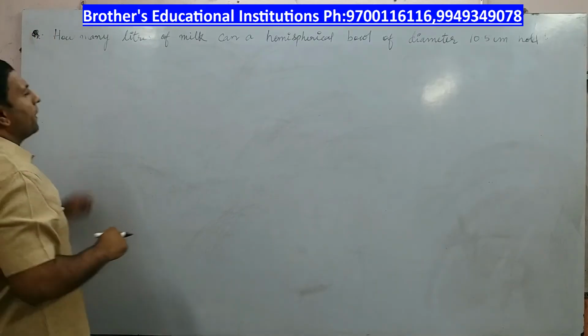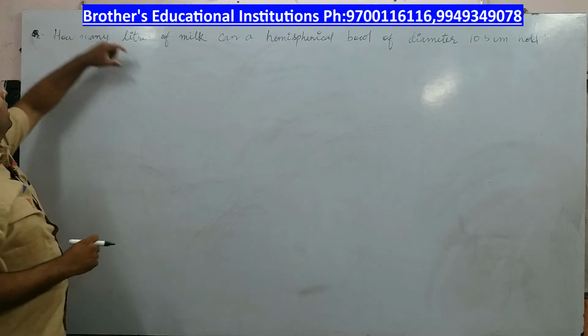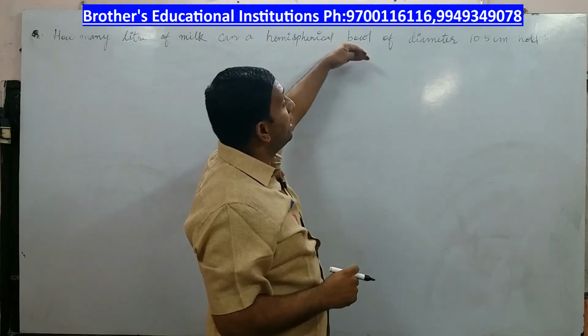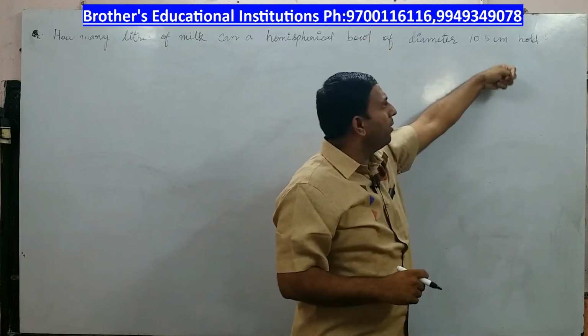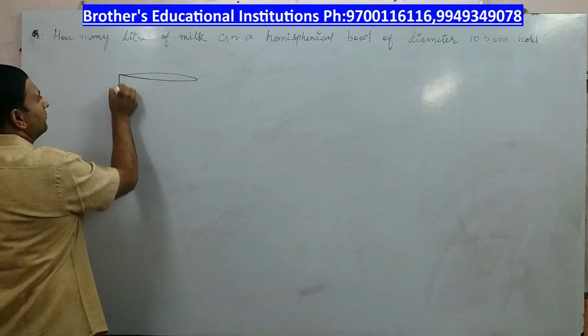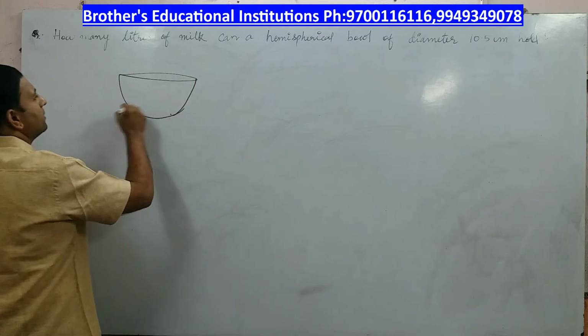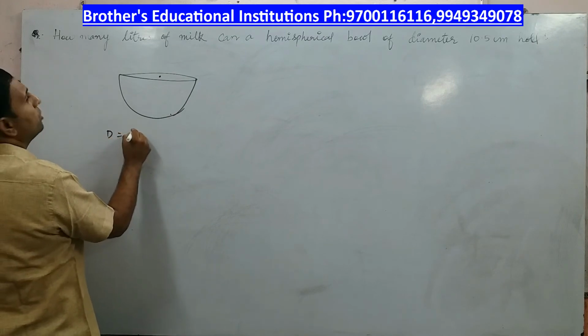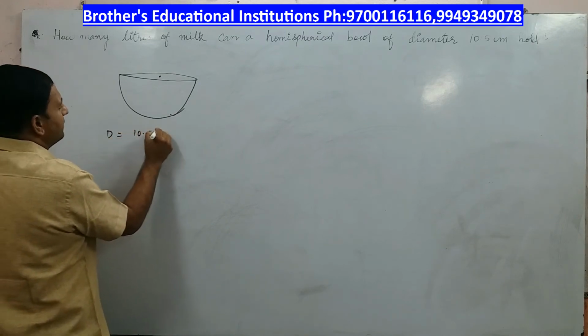Yeah, children, let us take the last problem. How many liters of milk can a hemispherical bowl of diameter 10.5 centimeters hold? So it is a hemispherical bowl, right? So diameter is given to you as how much? Diameter is equal to 10.5 centimeters.